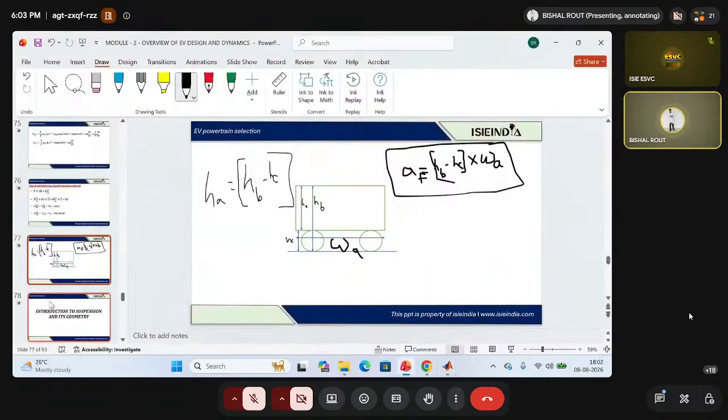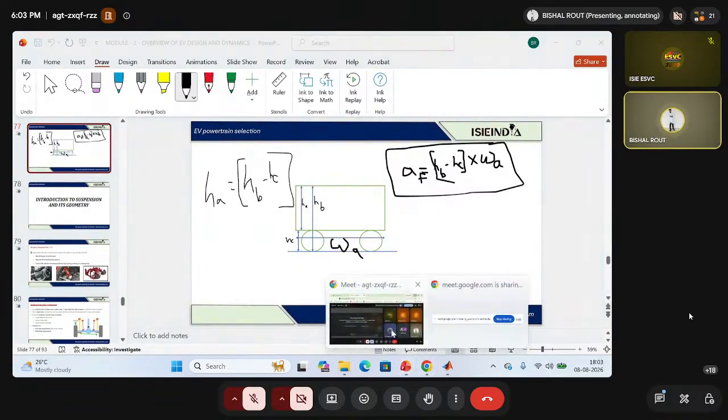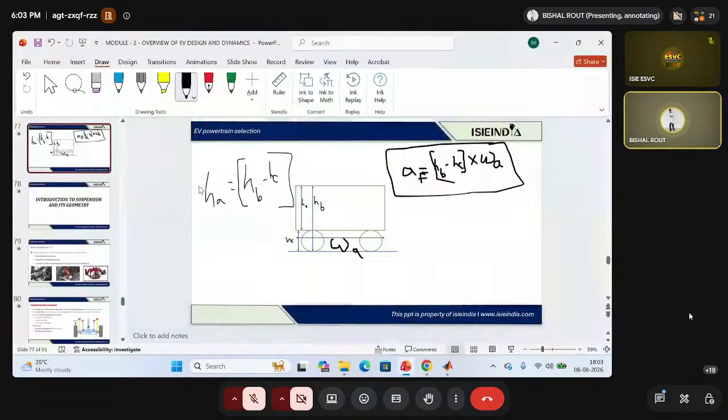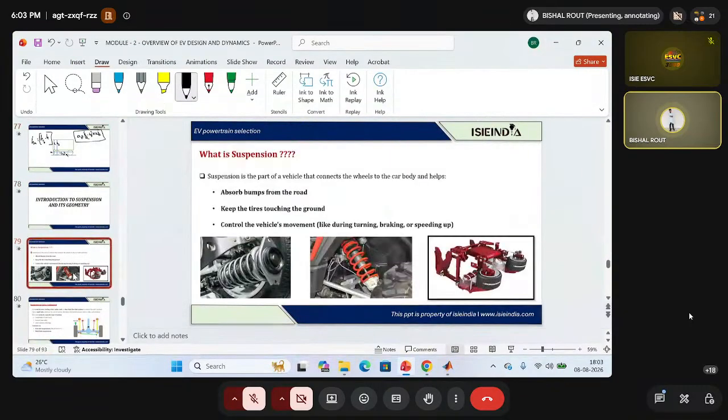Now, what exactly is a suspension? If I can show you in my PPT, I hope my PPT is visible to all of you, right? So what exactly is a suspension? Suspension is basically there for the vertical kinematics. I told you earlier that vertical kinetics you want to control with the help of a suspension only. So suspension is something which connects your vehicle chassis to the wheels, right?